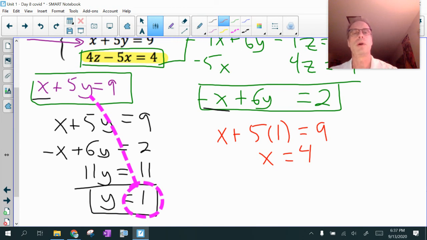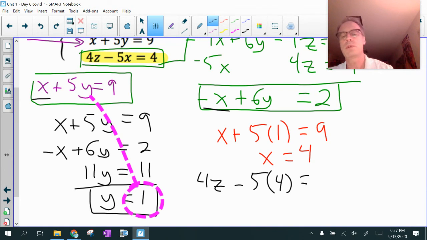And I'm going to go with 4z minus 5x. But remember, x has a value of 4, equals 4. Okay, so 4z minus 20 equals 4.